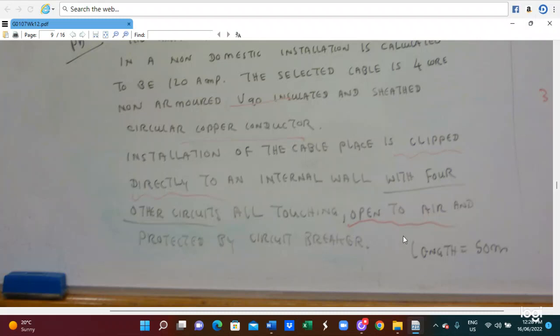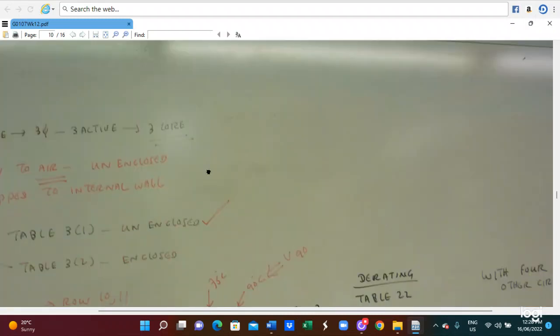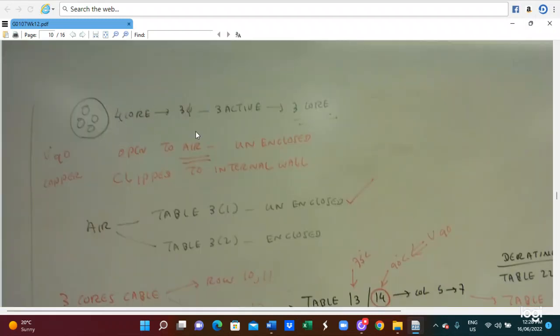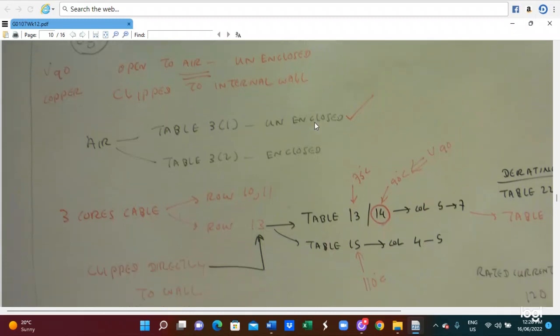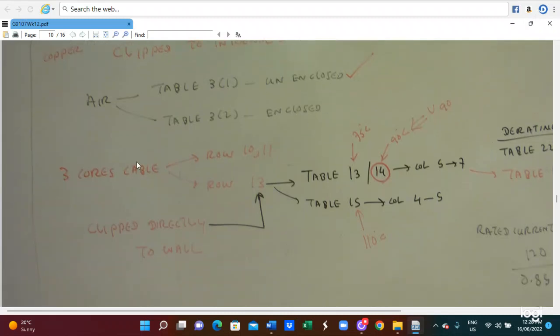That is 50 meter. So firstly, we consider the 4-core. 4-core means 3-phase, so 3 active wires, similar to 3-core. Open to air is unenclosed and clipped to the internal wall. Therefore, in the air we have to utilize table 31. This is unenclosed. From the table, for the 3-core cable, we use row 13 because they are clipped direct to the wall. So table 31 row 13 is utilized.